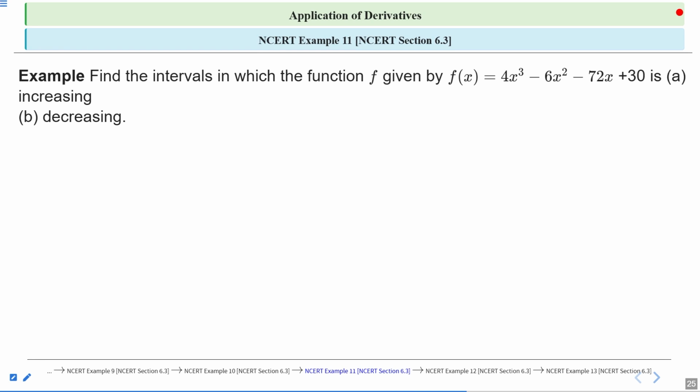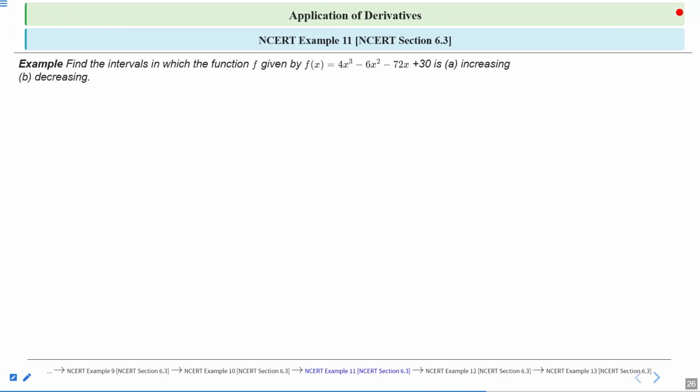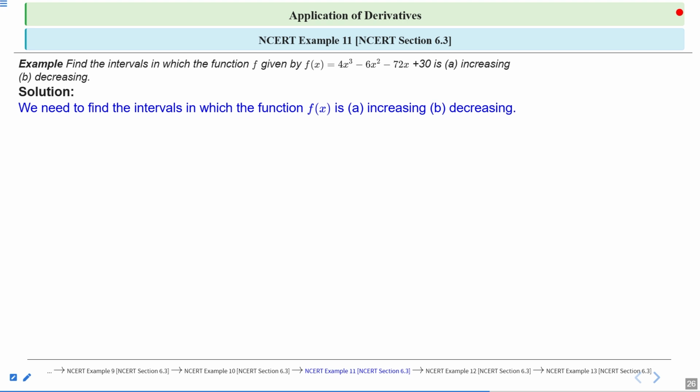Okay, let's see next example 11, which says, find the intervals in which the function f given by f(x) equal to 4x cube minus 6x square minus 72x plus 30 is part A increasing, part B decreasing, right? So let's see the solution part. We need to find the intervals in which the given function f(x) is part A increasing, part B decreasing, right? For this, we can use the definition of increasing and decreasing function, right?